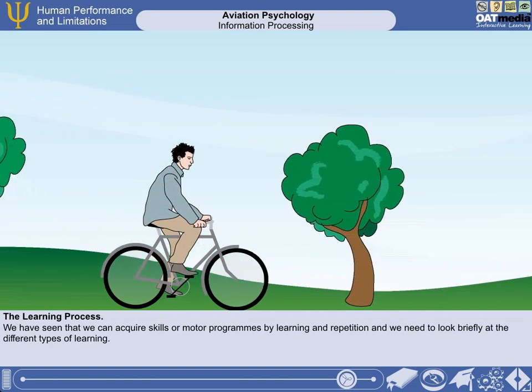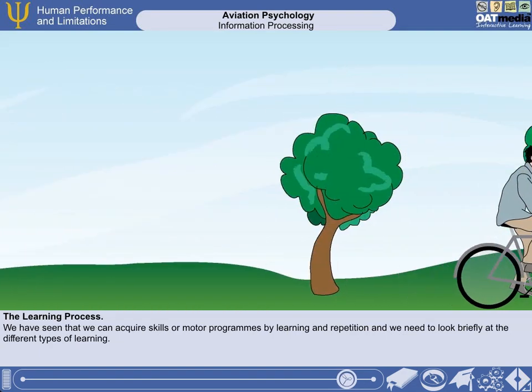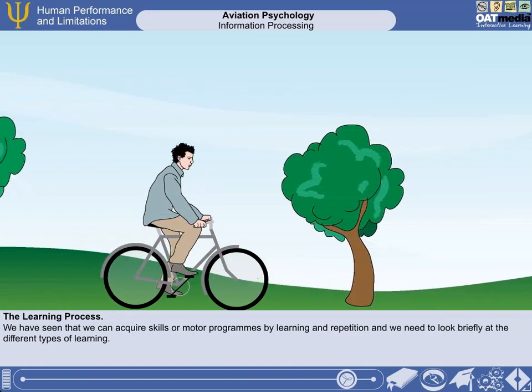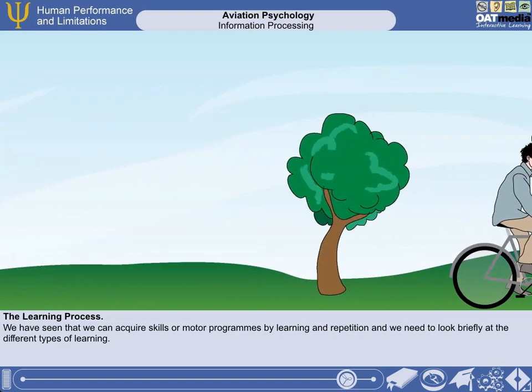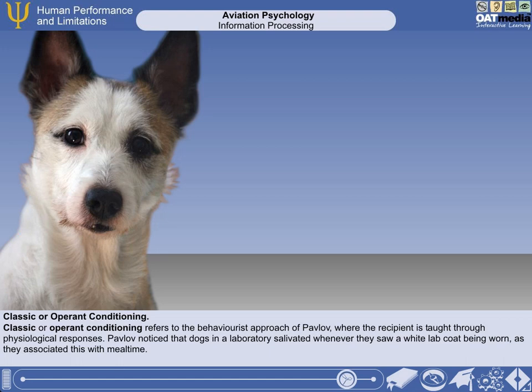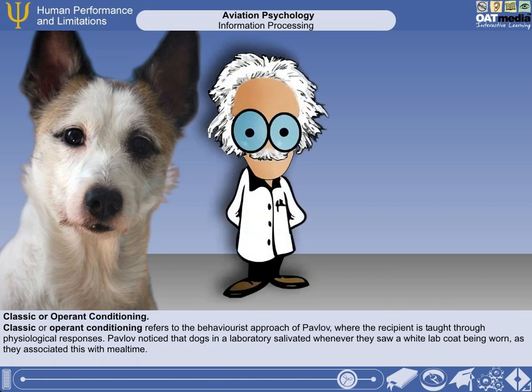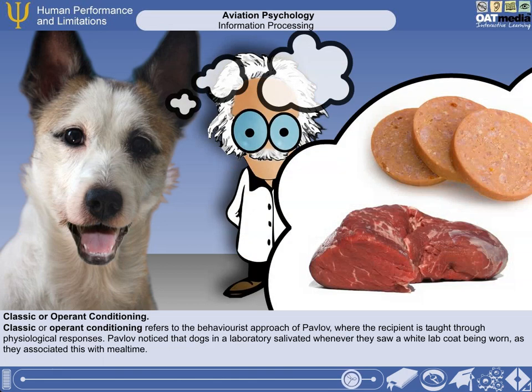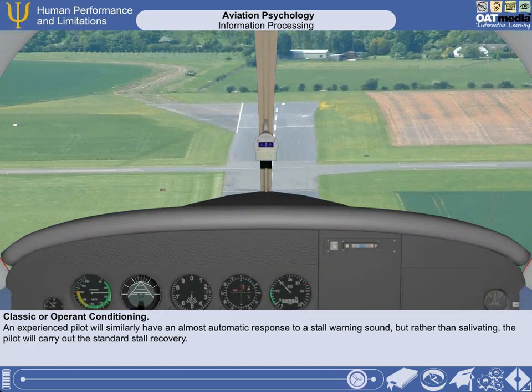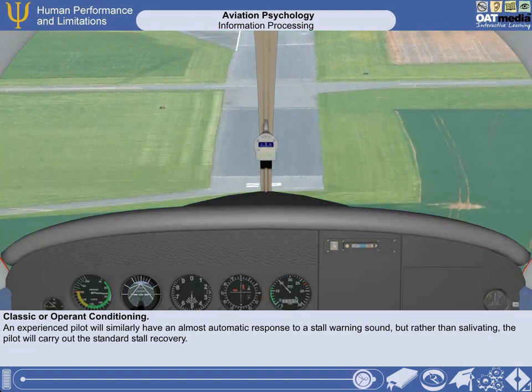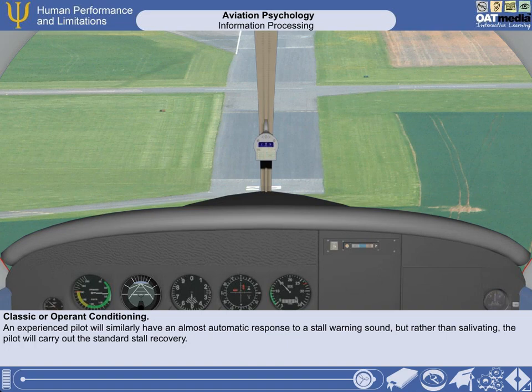We have seen that we can acquire skills or motor programs by learning and repetition, and we need to look briefly at the different types of learning. Classic or operant conditioning refers to the behaviorist approach of Pavlov, where the recipient is taught through physiological responses. Pavlov noticed that dogs in a laboratory salivated when they saw a white lab coat being worn, as they associated this with mealtime. An experienced pilot will similarly have an almost automatic response to a stall warning sound, but rather than salivating, the pilot will carry out the standard stall recovery.